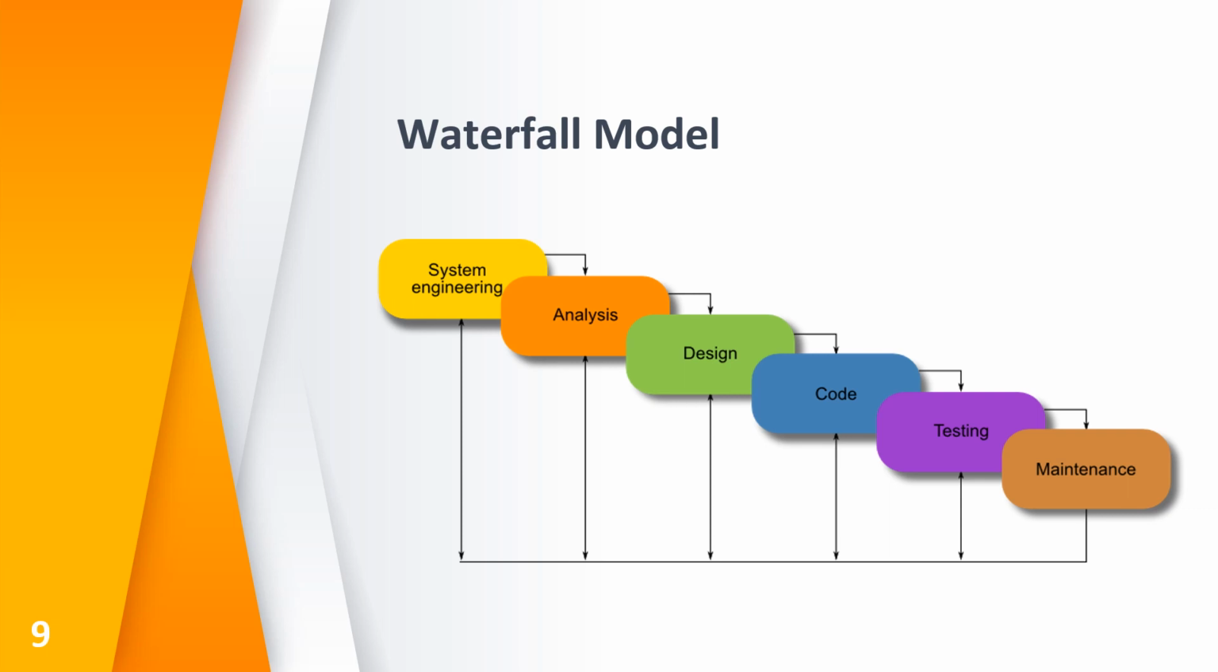Then comes the implementation and unit testing. We do the coding in this phase. The next phase is integration and system testing. Once all coding is done, we can test the product. At last, but the most important phase, is operation and maintenance. It is being used after the product has been delivered to the client.